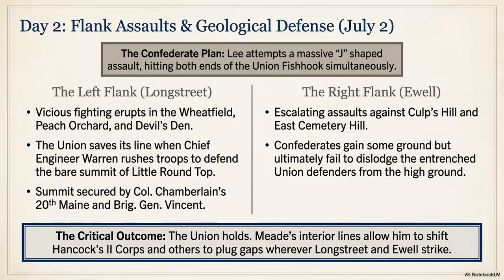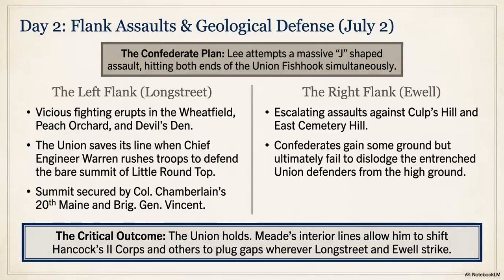On Day 2, flank assaults and geological defense, General Lee attempts a massive, J-shaped assault to strike both ends of the Union fishhook simultaneously. On the Union left flank, Longstreet unleashes vicious fighting in the Wheatfield, Peach Orchard, and Devil's Den. The Union narrowly saves its line when Chief Engineer Warren rushes troops to the bare summit of Little Round Top, which is heroically secured by Colonel Chamberlain's 20th Maine and Brigadier General Vincent.